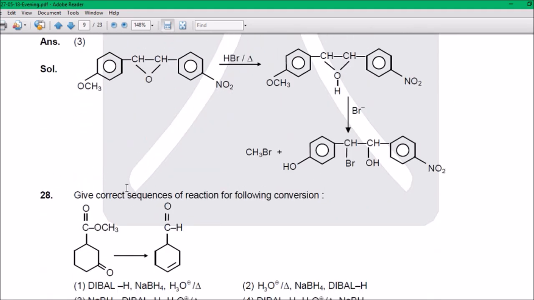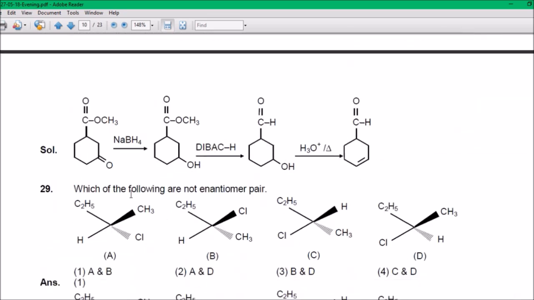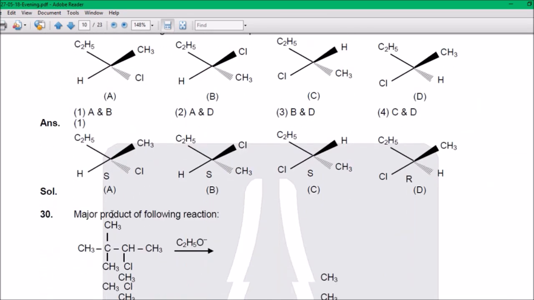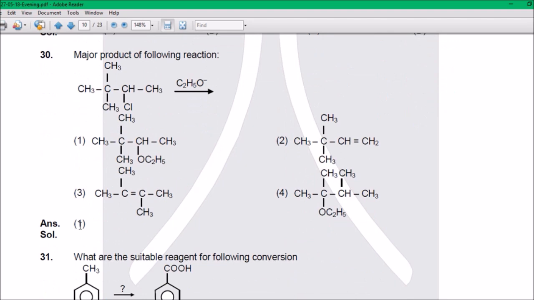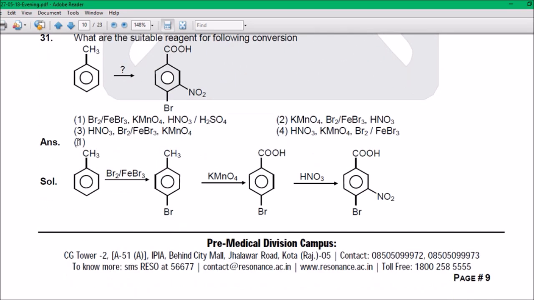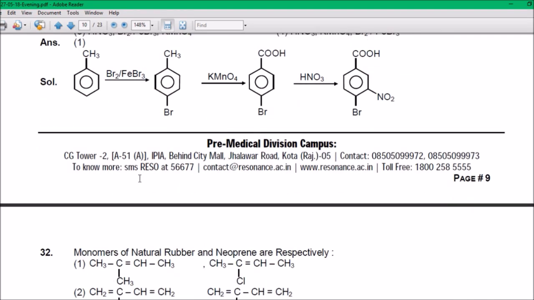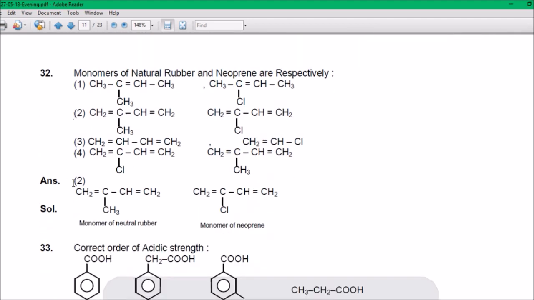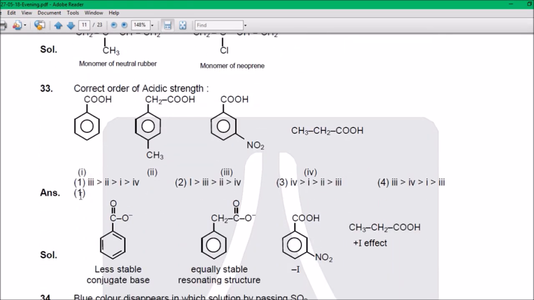27, answer is 3. 28, answer is 3. 29, answer is 1. 30, answer is 1. 31, the answer is 1. How many ones are there? Nice. 32, answer is 1. 33, the answer is 1.